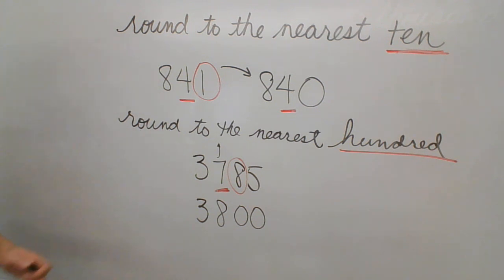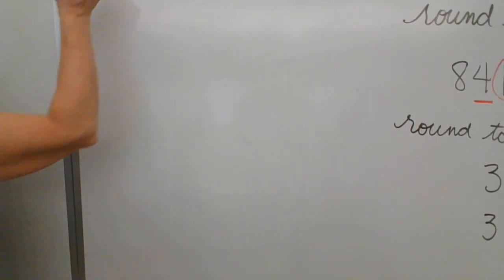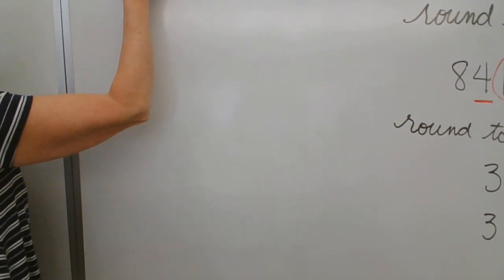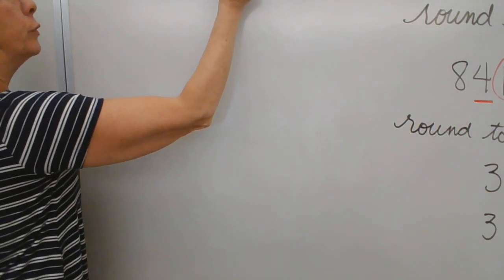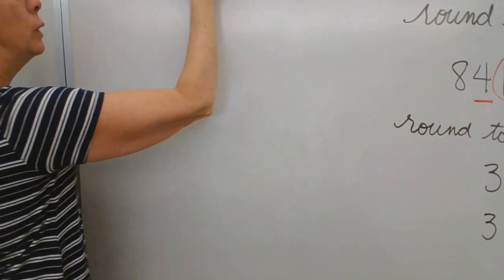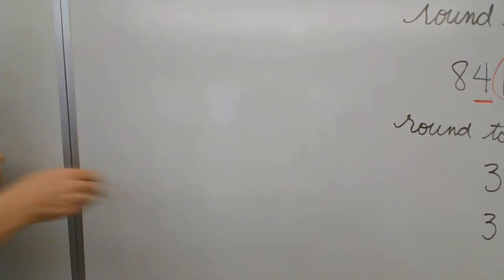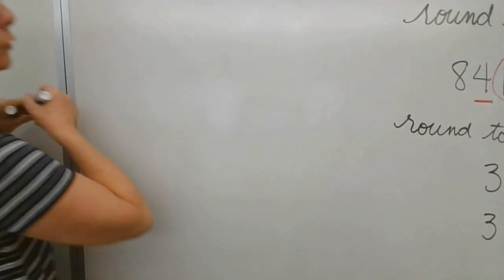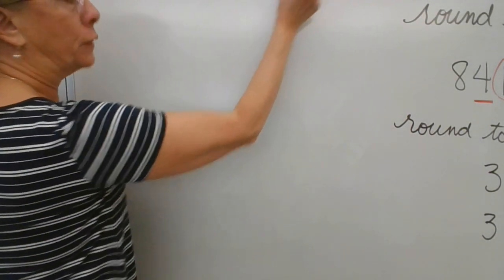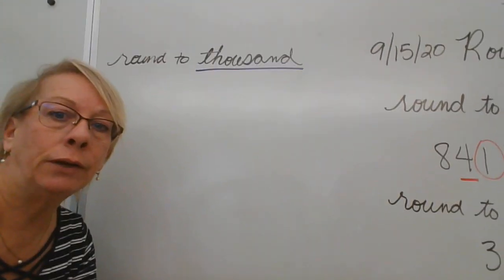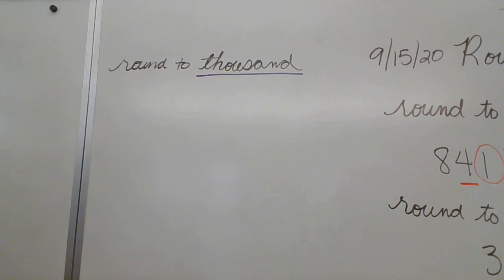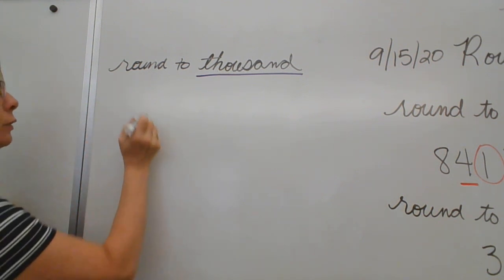So let's do one more. Round to the nearest 1,000. I'm not going to write to the nearest, I'm just going to write 1,000 to save you some time waiting for me to write all this out. Round to the nearest 1,000. Okay, I'm going to underline in purple this time just for the fun of it. Sorry, guys. You're thinking, Miss Margaret, hello, I can't see the words. Round to the nearest 1,000.